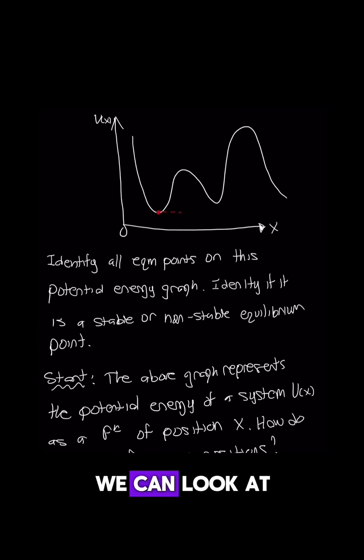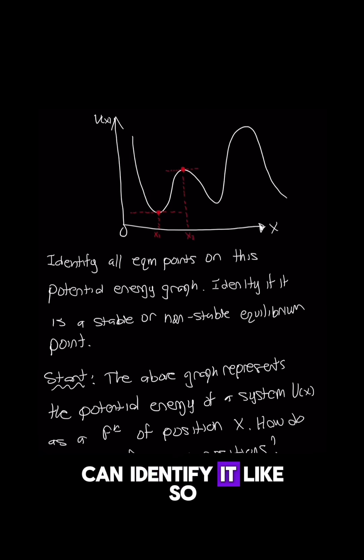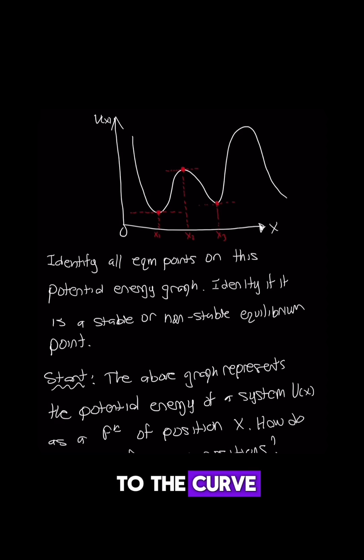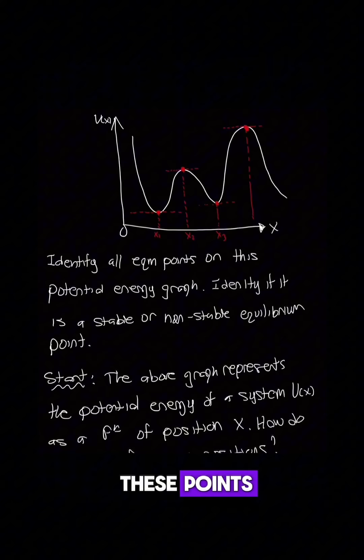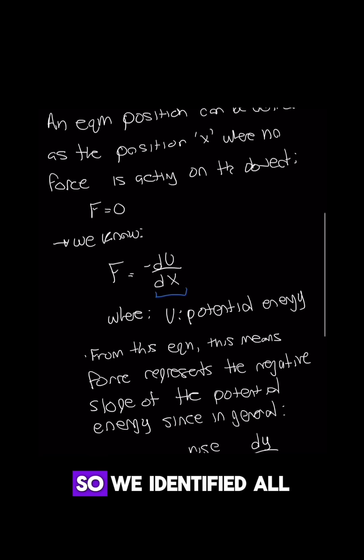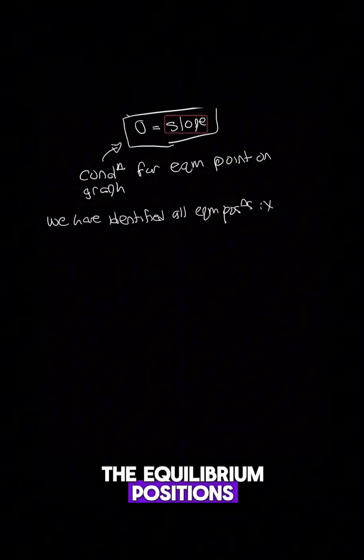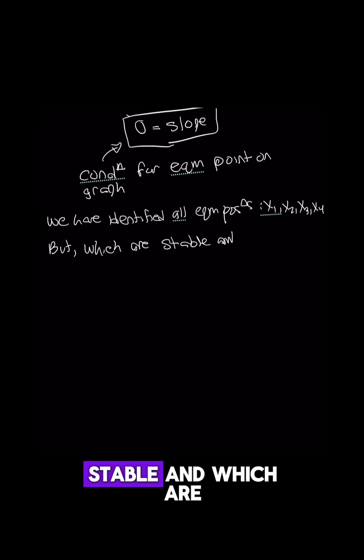If we look at the graph here, we can look at when the slope is going to be equal to 0. That's going to be at turning points, so we can identify it like so. Draw the tangent lines of the curve. They're horizontal lines at these points, which means that the slope is 0 at these points. So we identified all the equilibrium positions, x1 to x4, but which are stable and which are unstable?